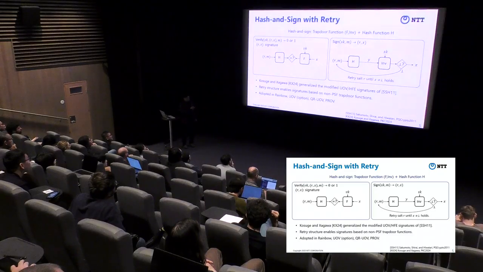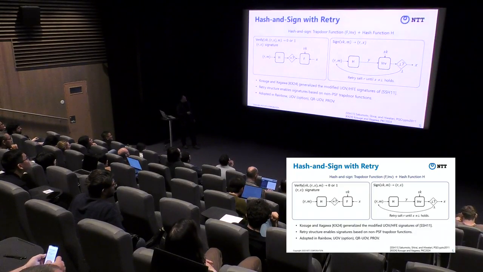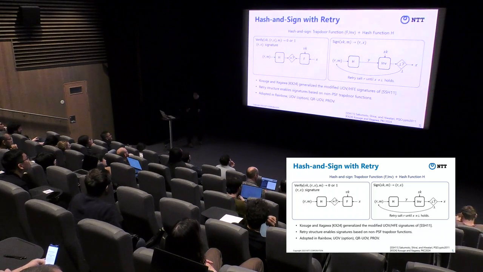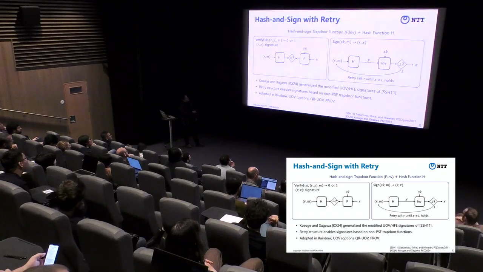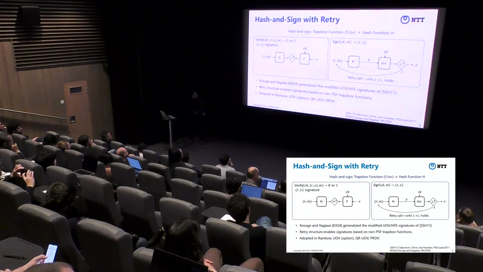And this is a signature generation of a hash and sign with retry. We compute a hash value, and this is Y. And we use the trapdoor of the trapdoor function to compute the preimage of Y. But sometimes it fails in the inversion. If it fails, we compute another R and compute the same thing again, and repeat this procedure until we can succeed in the inversion.